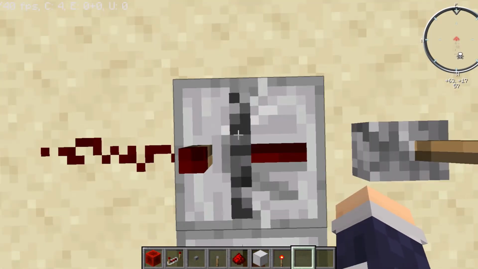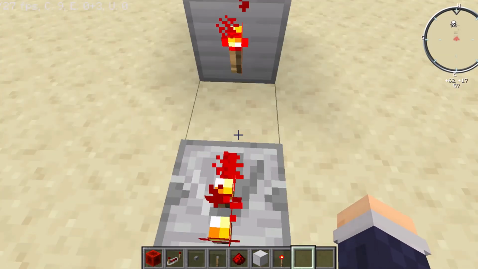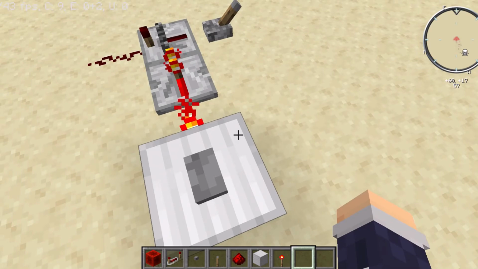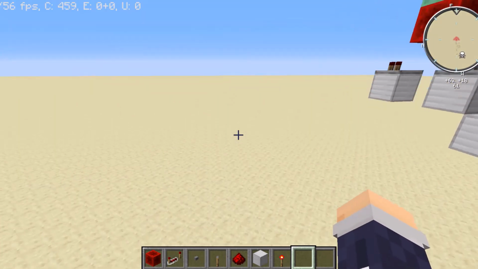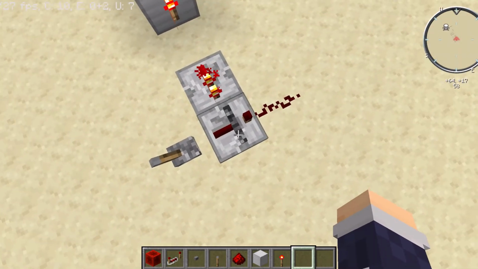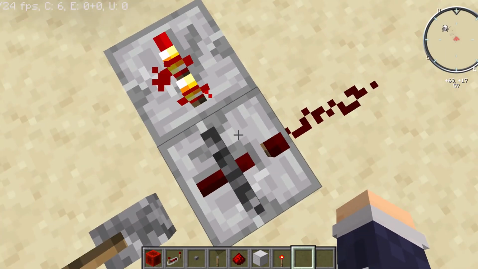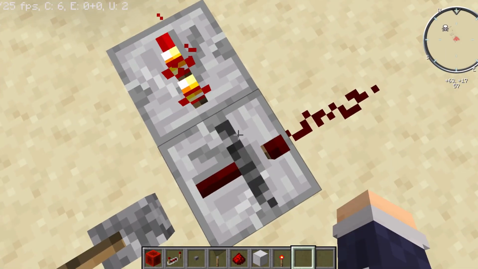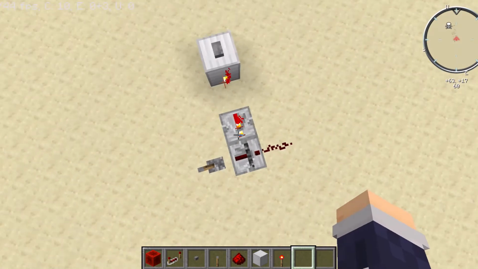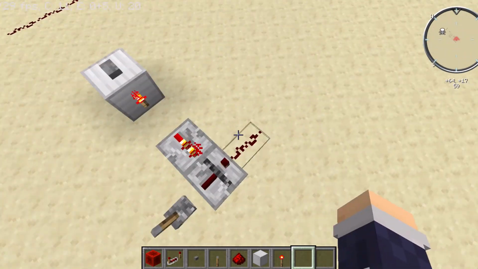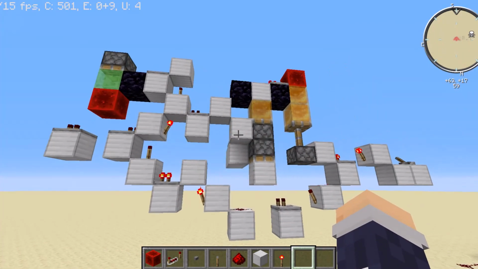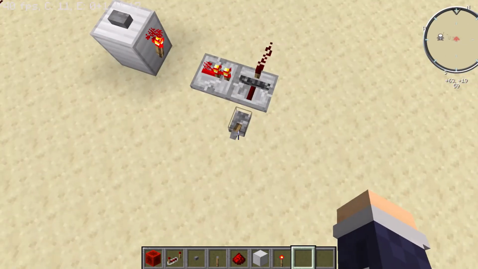It's the locking repeater feature. Who thought that they would ever use the locking repeater feature? Literally nobody. But here it is. You can turn this thing into that thing.